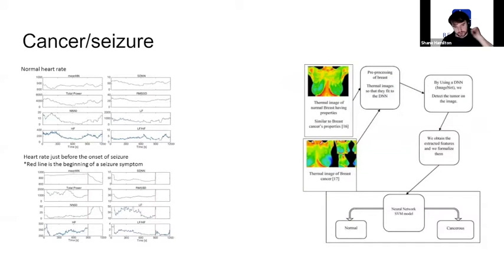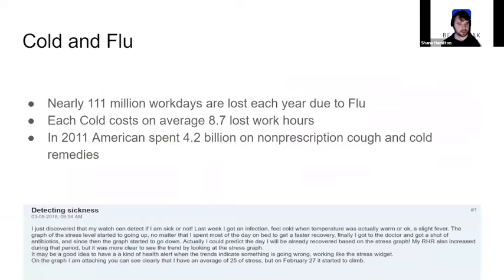And this is just some more data around things like heart rate and seizure. The one on the right is literally just using a camera to detect breast cancer, which is really interesting. Each of these is a standalone study done by a separate university. And this slide was made pre-COVID, funnily enough, but it's just showing the cost of flu and so on.